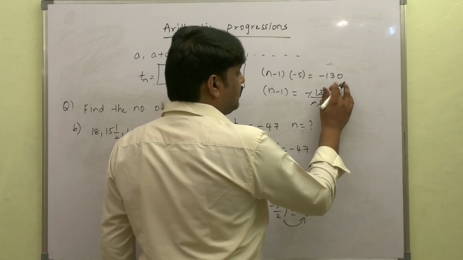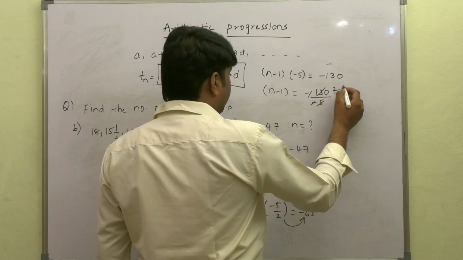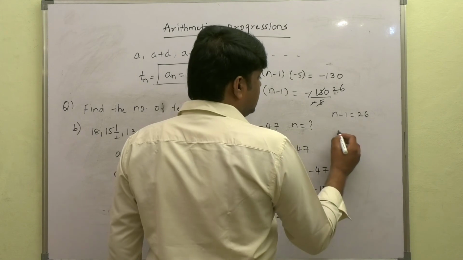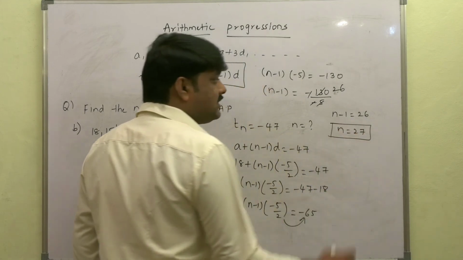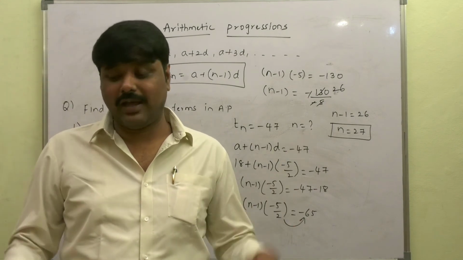5 2s are 10, 5 6s are 30. n minus 1 equals 26. n equals 26 plus 1, it is 27. We got the value of n.